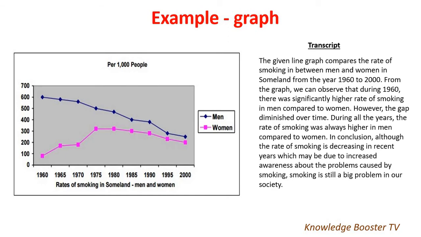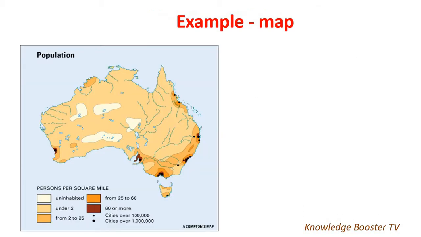So here is the transcript of my response to this graph, and I also have one more example, and this is a map. So in those 40 seconds I'll describe this map as, please listen carefully. The given map represents the population of Australia in the unit of persons per square mile. From the map we can see that most of the midlands in Australia is either uninhabited or has a very low population of under 2 persons per square mile.